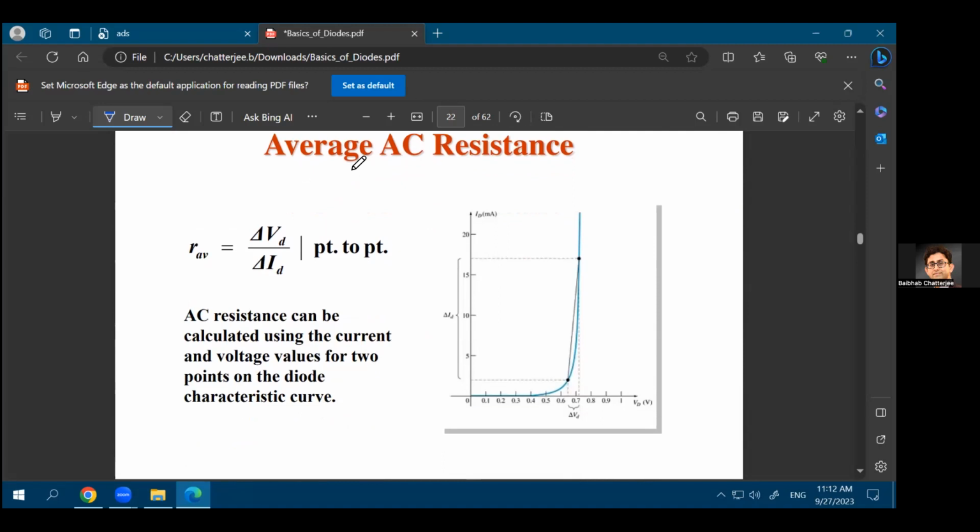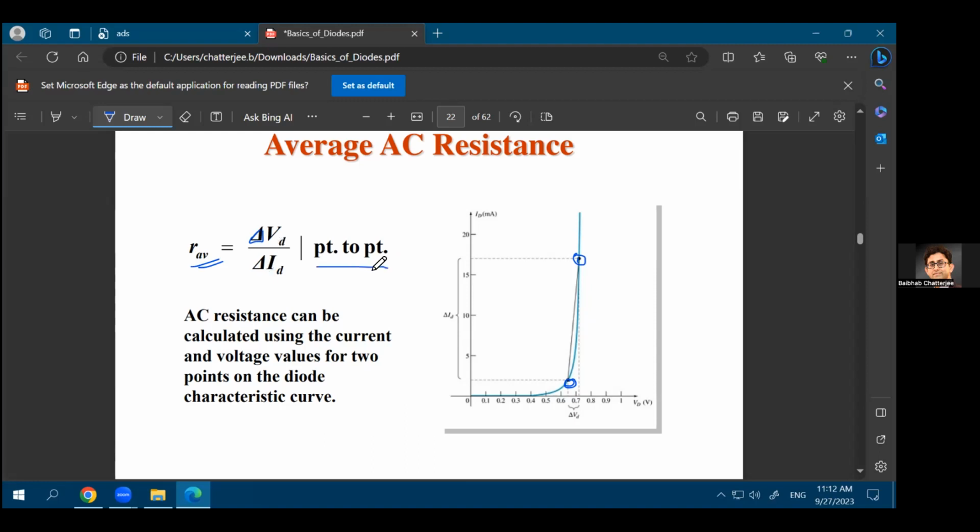You can also define average AC resistance, that you can take 2 points in the diode characteristic. Let's say you take this as 0.1 and you take this as 0.2. Now, this is something like calculating the slope, which you have done in high school for any line, that you have a delta difference of those 2 points in terms of VD, and the difference of those 2 points in terms of ID. So the ratio of the y-axis value divided by the difference of the x-axis value, that would be your del ID over del VD. If you want to find out your resistance, then you need to find out your del VD over del ID.